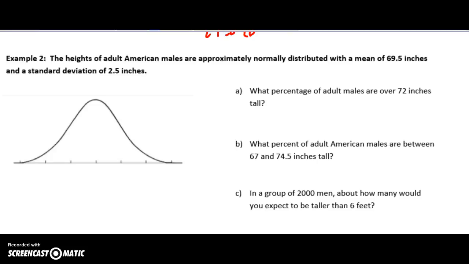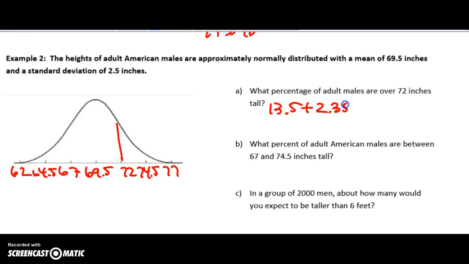Example 2, we're going to be looking at percentages again. Remember that the big post-it is on the left-hand side of the board, if that helps you get those percentages, since I can't zoom into both at the same time. So here, go ahead and label your curve, pause me, label it, check your work. Alright, so once again, the mean's in the middle, and then I added 2.5, added 2.5, added 2.5, and then subtracted 2.5 3 times. So what percentage of males are over 72 inches? Well, that would be 13.5 plus 2.35 plus 0.15, which equals 16%.